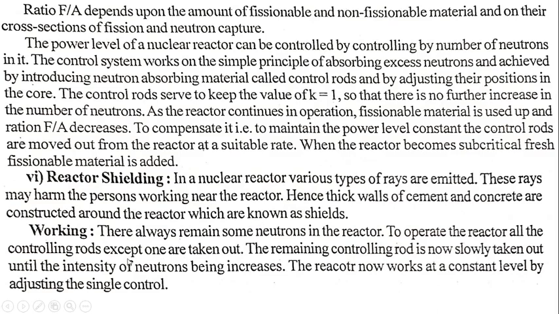Now, working. There always remain some neutrons in the reactor. To operate the reactor, all the controlling rods except one are taken out, and the remaining controlling rod is now slowly taken out until the intensity of neutrons increases. The reactor now works at a constant level by adjusting the single control.